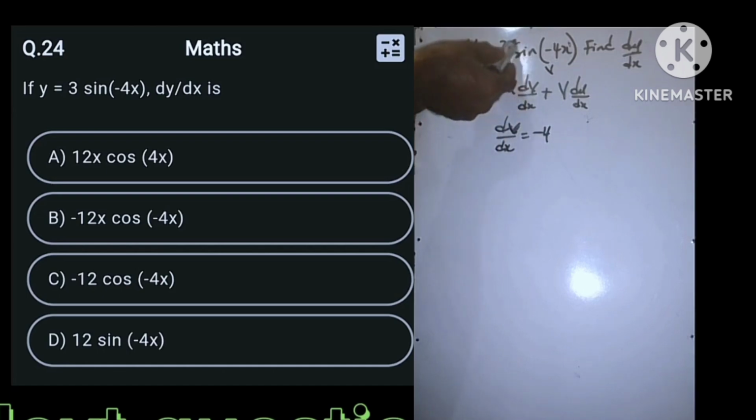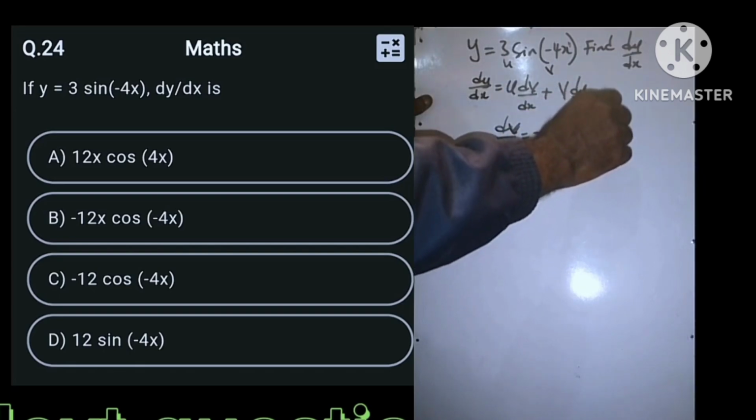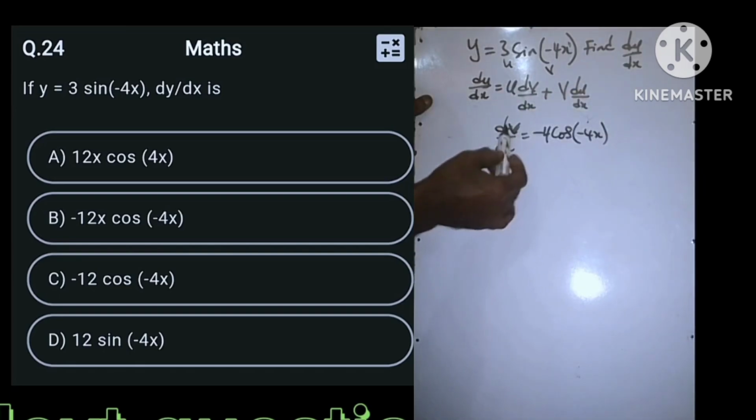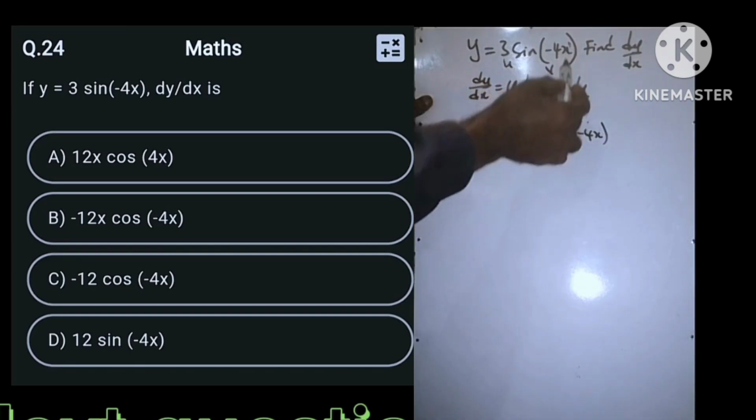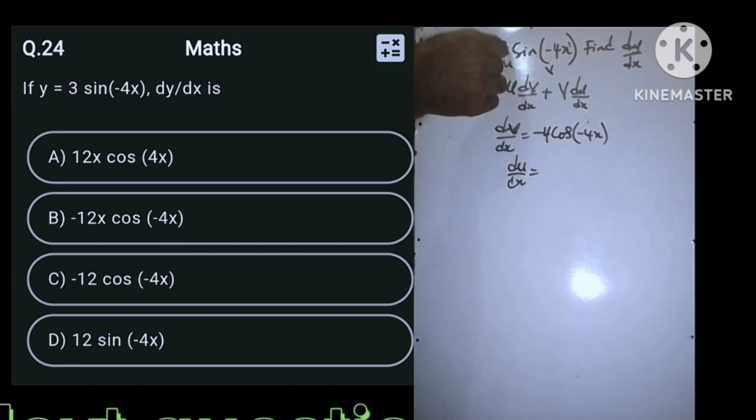Then you need to differentiate sine. If you differentiate sine, it will give you cos. Then you bring down the minus 4x. So this is the differentiation of sine of minus 4x. Then du/dx. Differentiation of a constant is 0. So whenever you differentiate a constant, know that it's equal to 0.